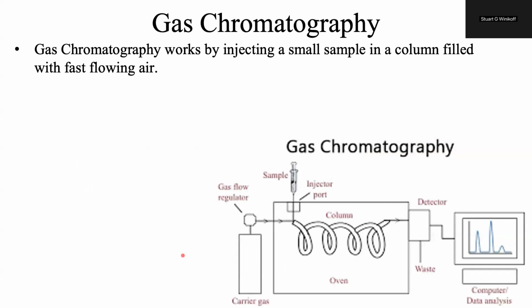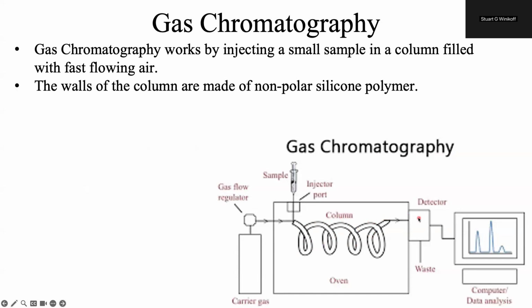The next major method we're going to be using is gas chromatography. So gas chromatography, lo and behold, is another type of chromatography, and it works by injecting a small amount of a volatile liquid, so it will quickly evaporate, into a column filled with fast-flowing air. So we are going to regularly be blowing air, in this case atmospheric air, through a metal column or a silica column that we can then run past the detector.